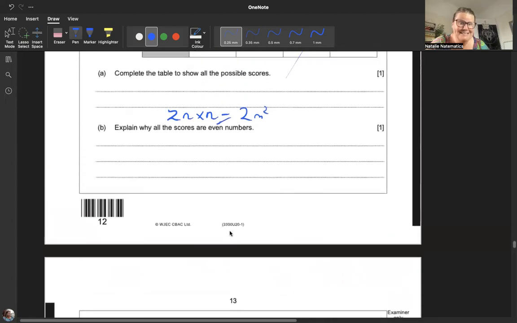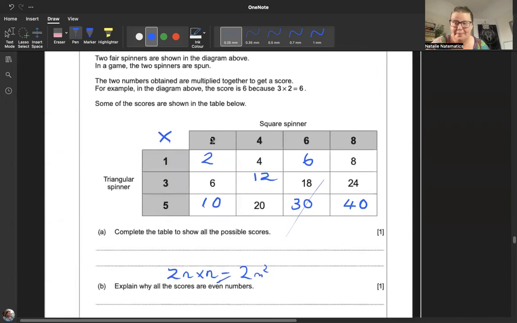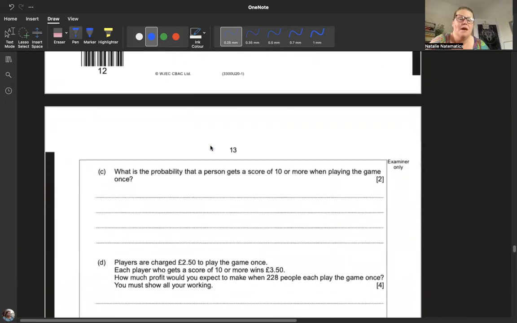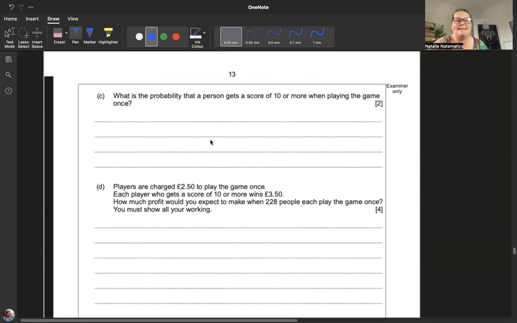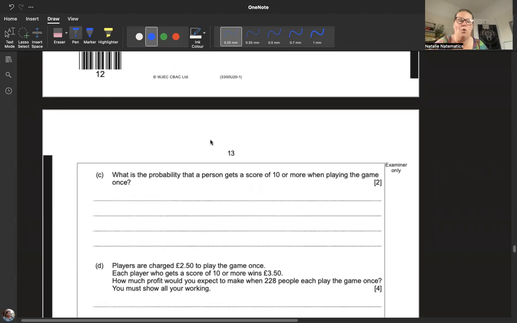So it's literally that. Whenever you multiply an even number by another number, an odd number, you are going to get an even number. And again, if you're not sure, try things out. In the exam, remember, you've got however long you've got. I know we always say about writing things down, but if you're thinking, I'm not quite sure how that goes, have a go with a calculator and try something. Just try things out and see what happens. What is the probability that a person gets a score of 10 or more?